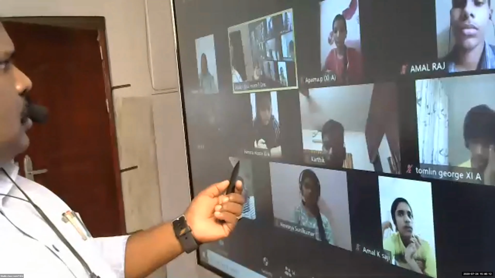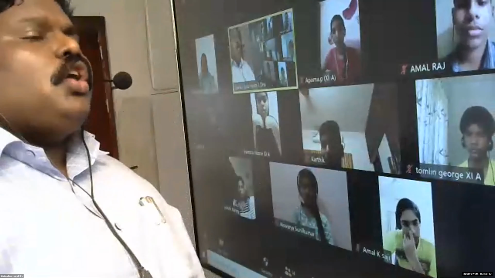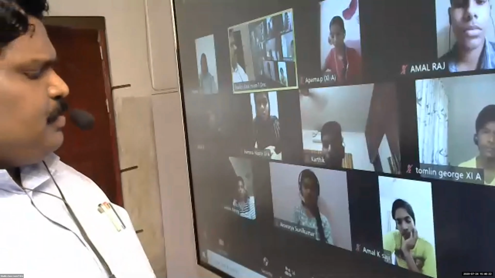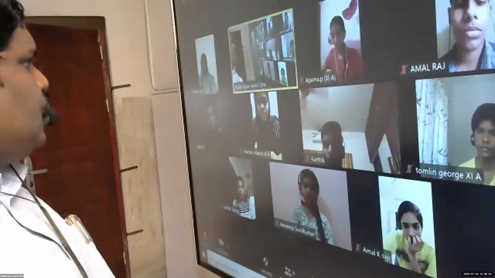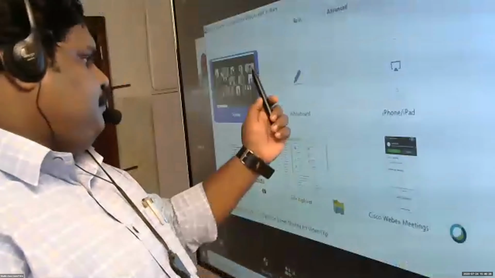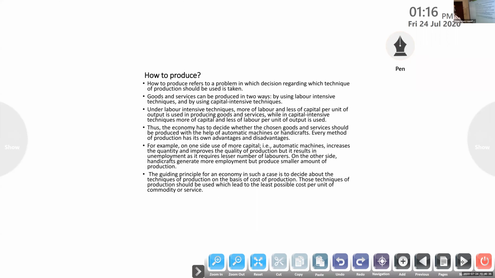We have a choice. We can choose labor, workers to produce the product, or we can choose machineries to produce the product. As per the need of the people, we choose what to produce. Next, what method we want to use to produce that product. That's the problem of how to produce. So we know that two techniques are there: one is the labor intensive method, the other is the capital intensive method.